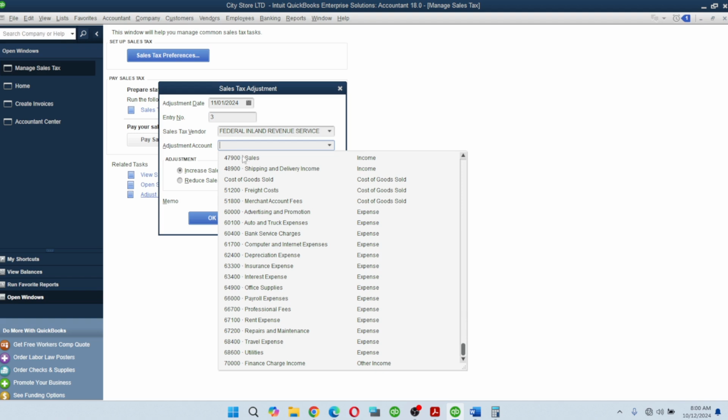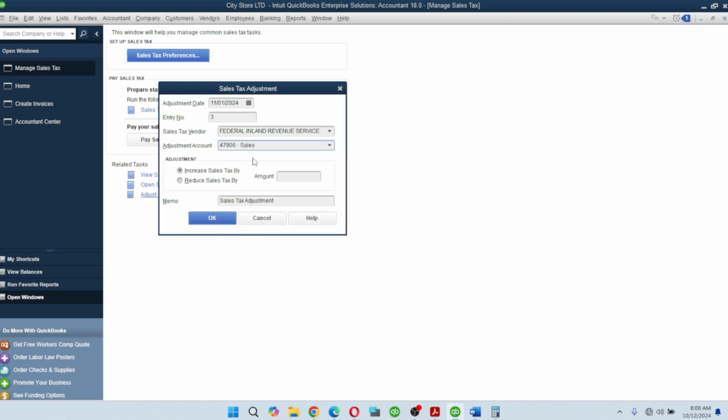So like I said, you now select the vendor. When you select the vendor, you select the account you want to adjust that to. So you are going to go back to, let's say, your sales. That's the account you want to adjust back to. So what is the adjustment? Is the adjustment an increase or decrease?